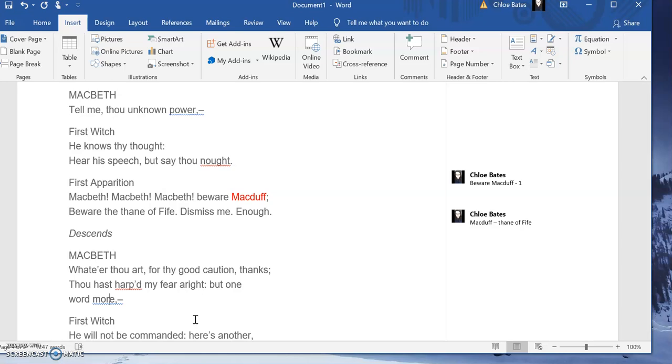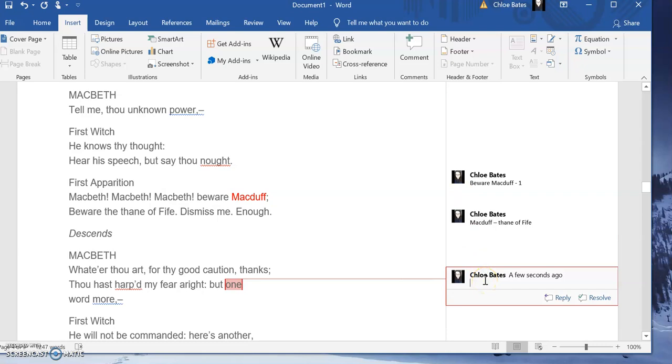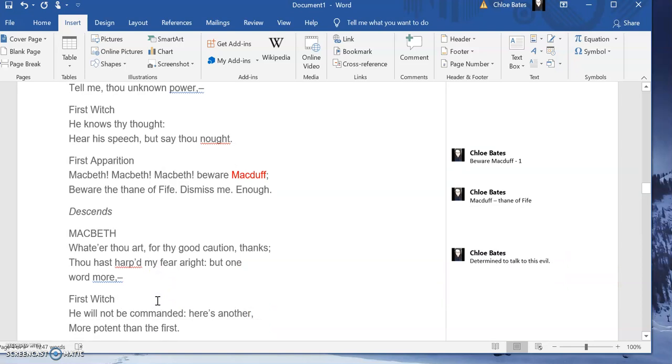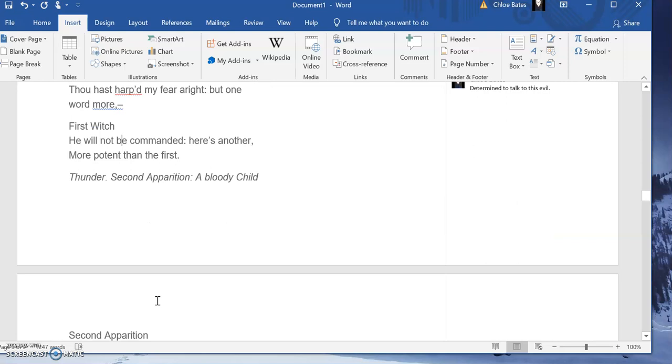He says, whatever thou art, for thy good caution thanks. Thou hast harped my fear aright, but one word more. Like, ooh, okay, I need to be careful of Macduff. I want to know more. So he's determined to talk to this evil, and can't get away from it. One word more. He wants more. He will not be commanded. Here's another more potent than the first.